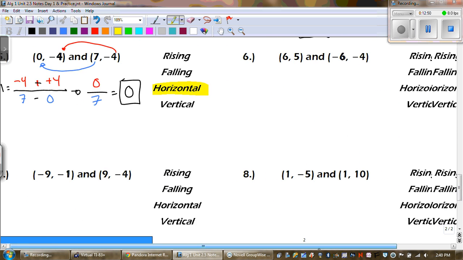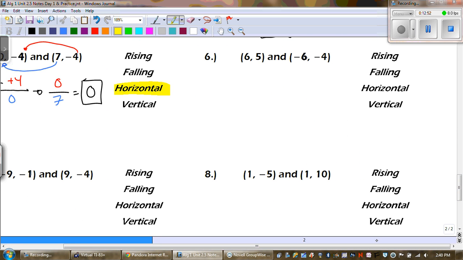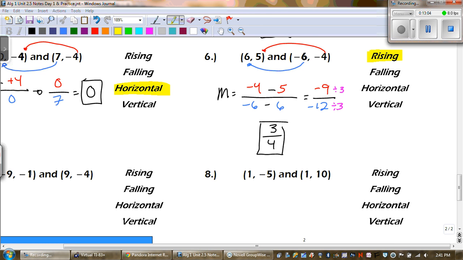All right. Number 6, I want you guys to pause the video and do this one all on your own. Good luck. Okay, and there you go. Now you get -9 over -12. You can divide that by 3, and you've got 2 negatives, guys. So when you've got 2 negatives, that actually equals a positive.